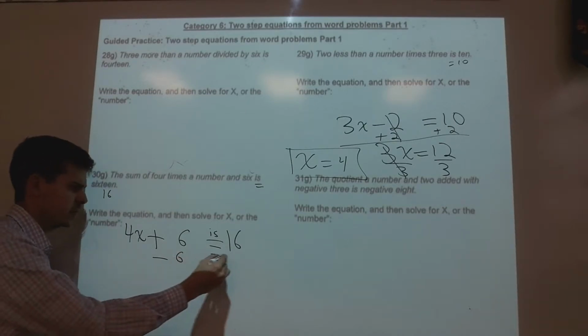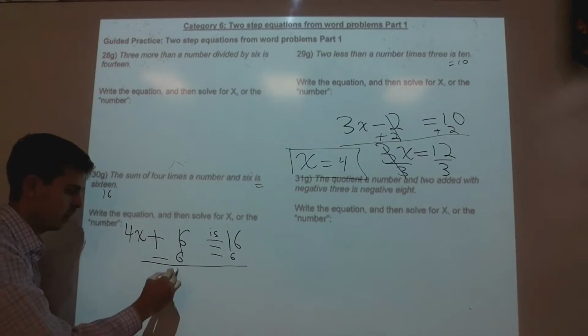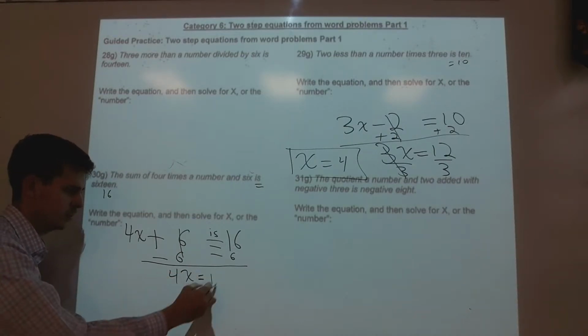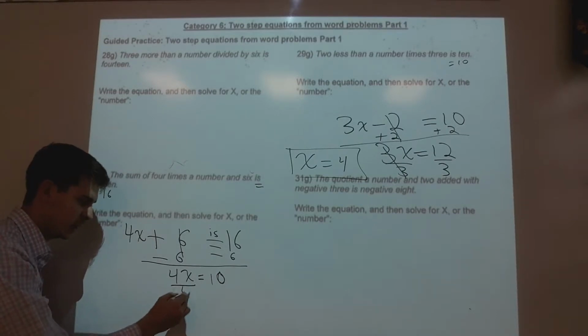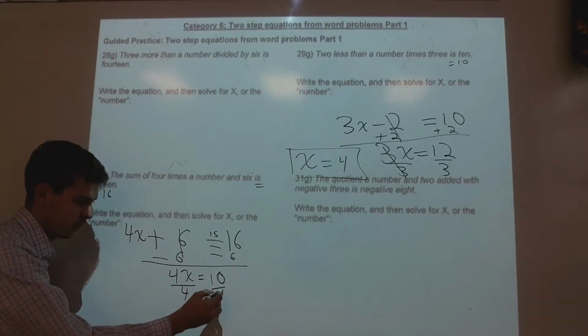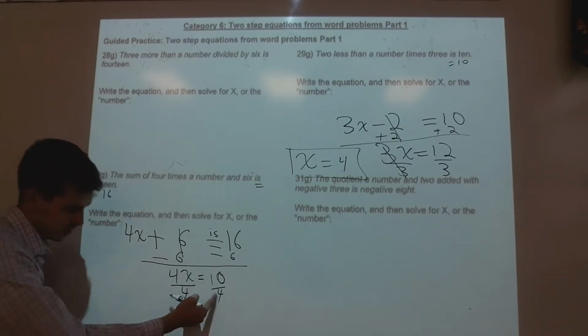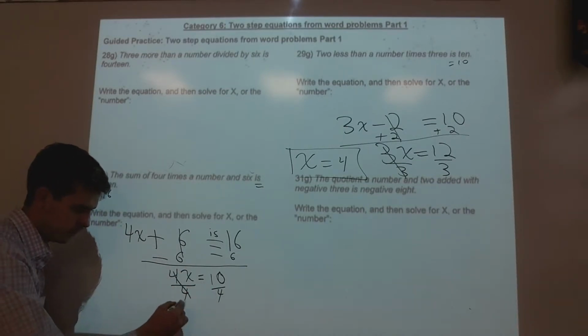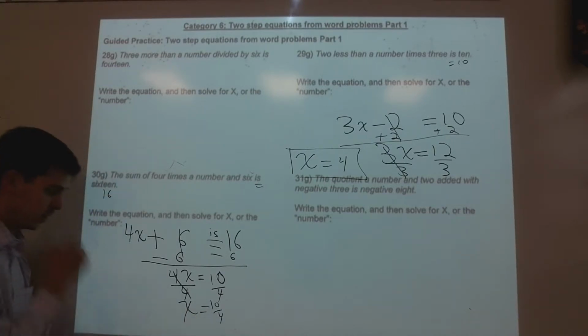Start with the subtraction first. These cancel. 4x is equal to 10. Now, what I want to start doing, we're going to divide both sides by 4, the inverse operation, is start to give you some decimals. This is not going to be a whole number. X is equal to 10 divided by 4. So let's go ahead and do this division.